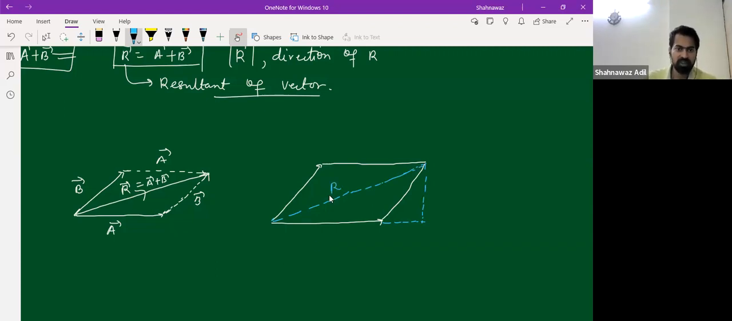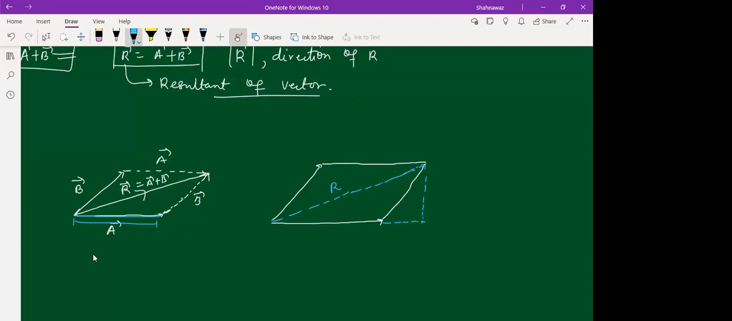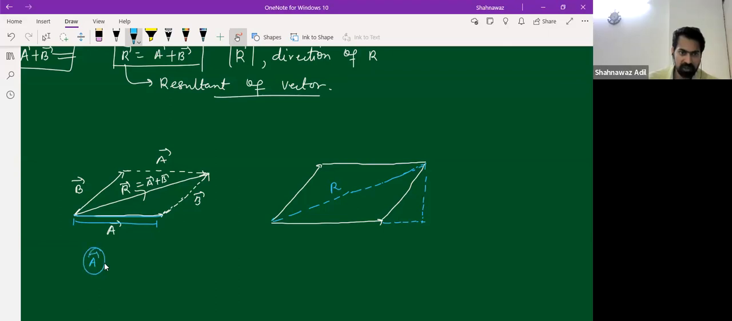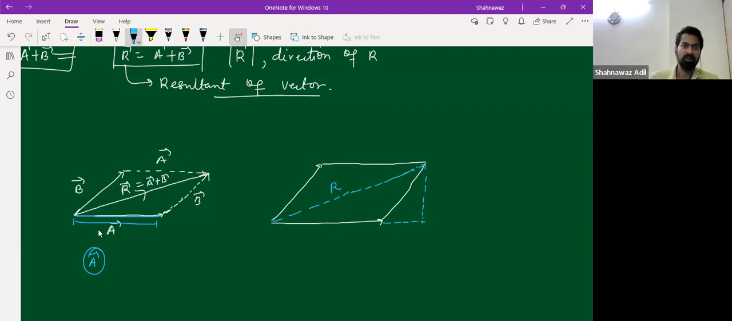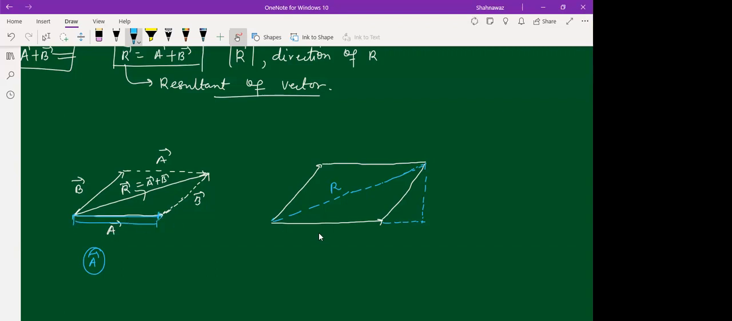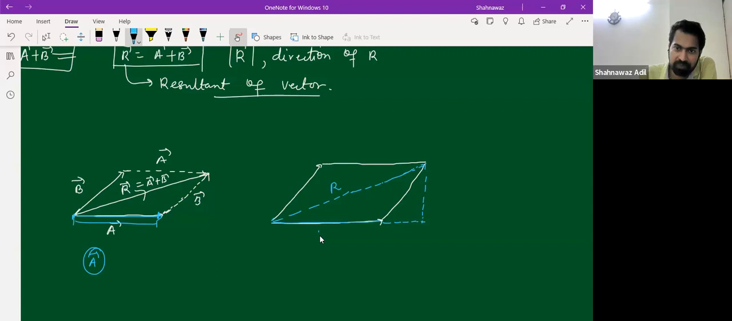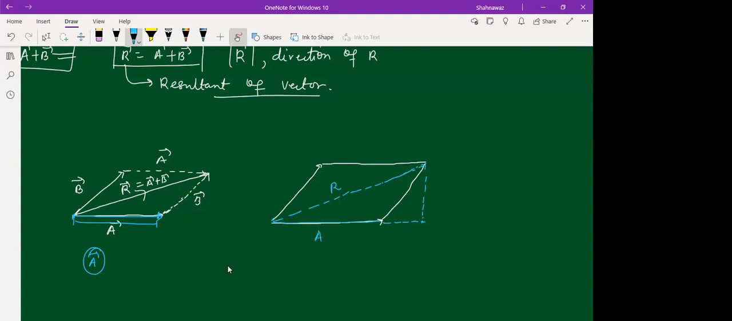This is the magnitude. What is the magnitude up to this point, guys? What is the length of this vector? This is vector A, and what would be the length of this vector? I'm asking about this length, which will represent the magnitude. So this is how much? This length part will be A.